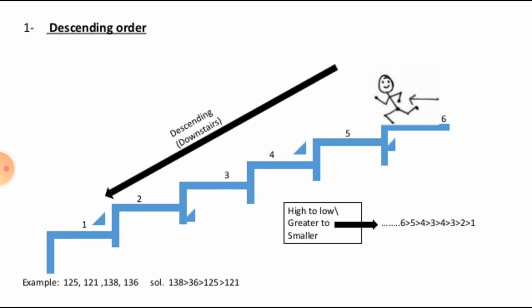Next one is descending order. In descending order, you have to go down. You can see through this arrow the direction of down. It means upstairs or downstairs. You can see this cartoon will come down and start with the biggest number. This arrow starts with the biggest number and then moves to the smallest number. So students, this way you have to arrange the numbers.